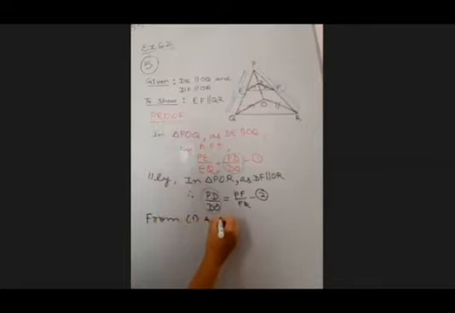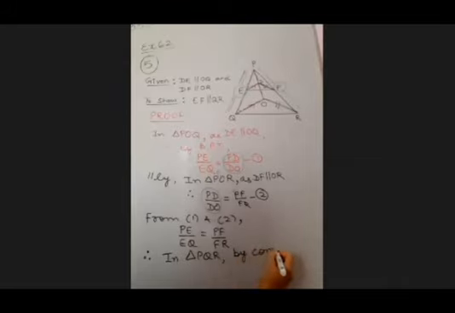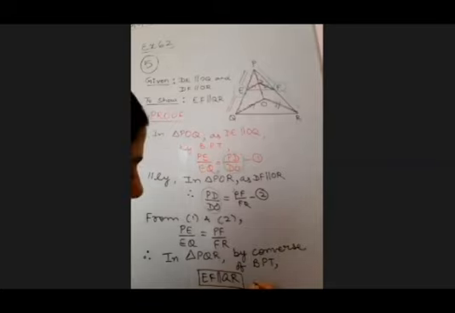So from 1 and 2, PE upon EQ is equal to PF upon FR. Right? Therefore, please do mention the triangle. In triangle PQR, by converse of BPT, what do we get? EF is parallel to QR. Clear? Yes, ma'am.